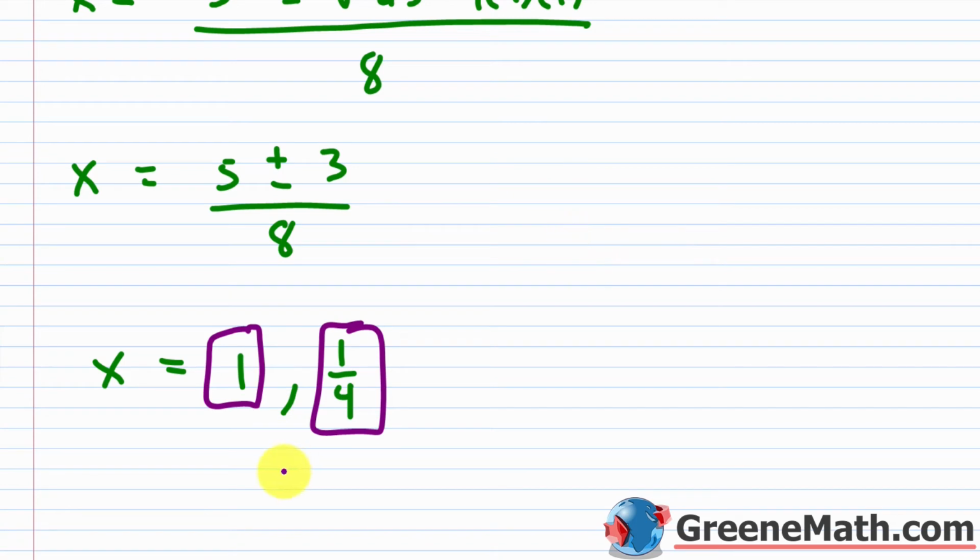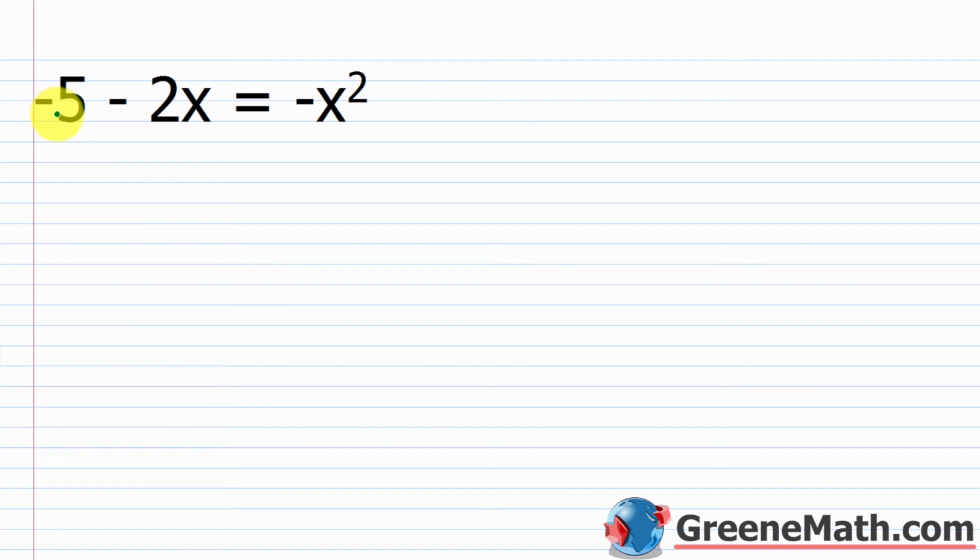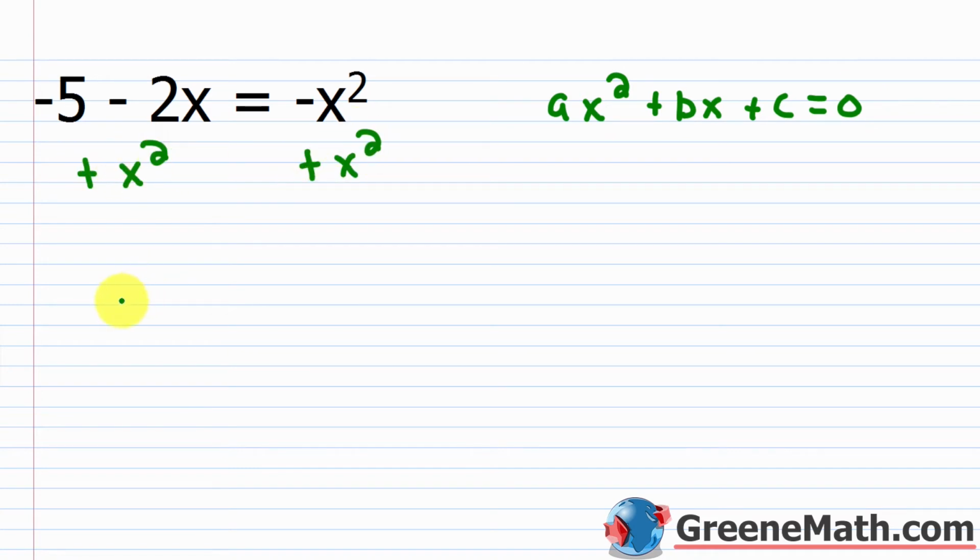Okay? And look how much quicker that was versus completing the square, or even if we were to use factoring. Using the quadratic formula is generally the fastest method. All right, for the next one, we're going to look at -5 minus 2x equals -x squared. Again, I always want it in the format of ax squared plus bx plus c equals 0. So I'm going to add x squared to both sides of the equation. And I get x squared minus 2x minus 5 is equal to 0.